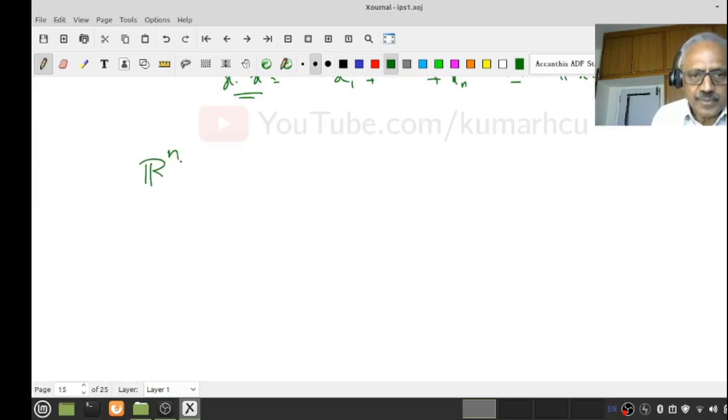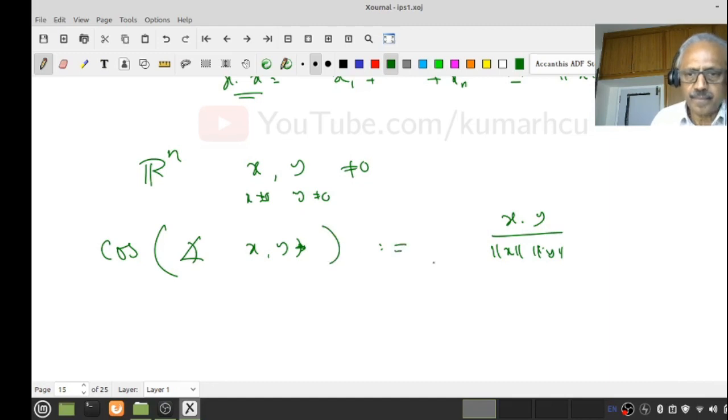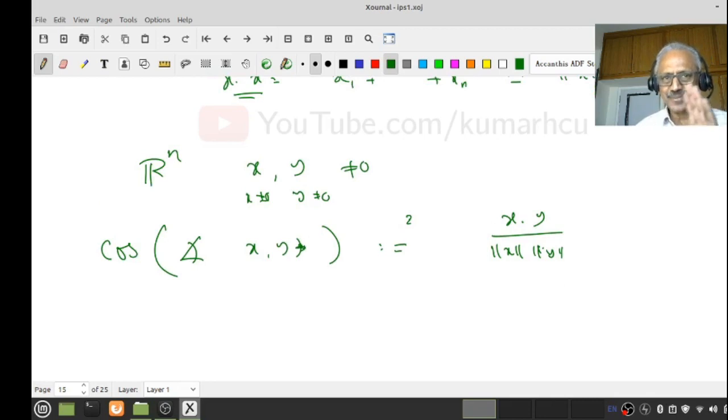So in Rn, if you give me two vectors x and y, both non-zero, the angle between x and y, I'm going to define through x dot y divided by norm x times norm y. This is cos of that angle. We want to define this. This is again motivated by the earlier one. Do all of you understand? Right. See, this is not the usual algebra lecture.